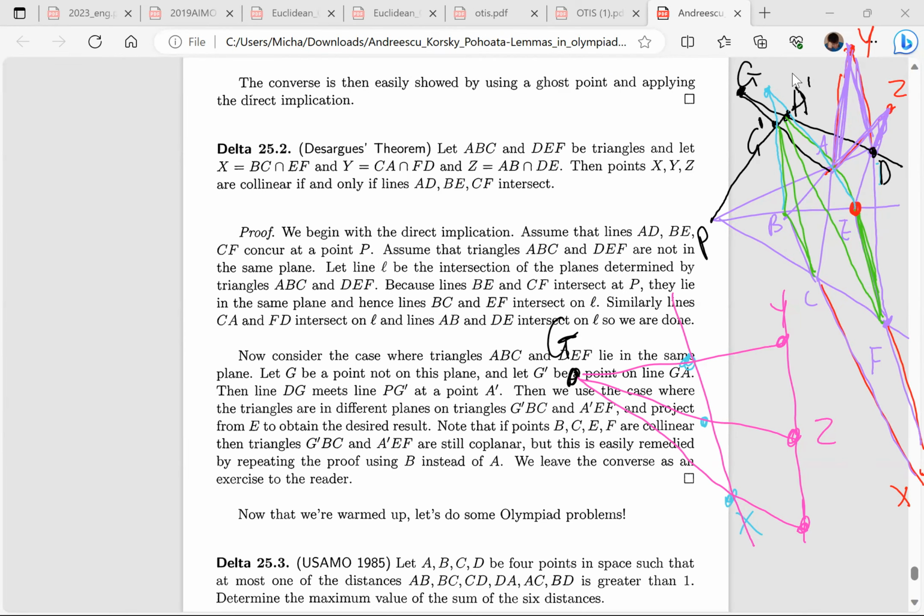Okay, so we're looking at this nice 3D geo proof of Desargues' theorem from this Lemmas in Olympiad Geometry book. We're doing this proof in two steps. Desargues' theorem is a theorem about two triangles on the same plane, right? But if we're going to expand into 3D, then we should maybe also allow two triangles to be in different planes. So it's like a three-dimensional version.